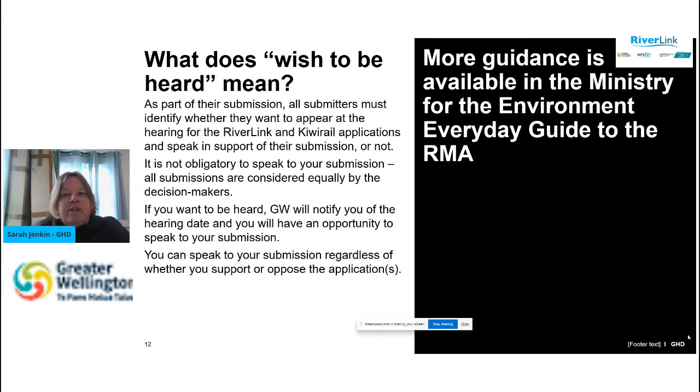So as I mentioned, Ministry for the Environment has created the Everyday Guide to the RMA, which is a series of documents that deal with all of the different stages of participating in New Zealand's planning processes, so resource consents, hearings, and the like.